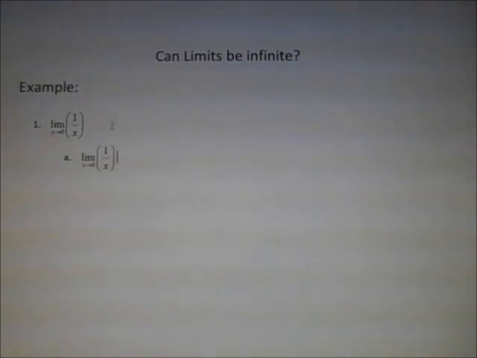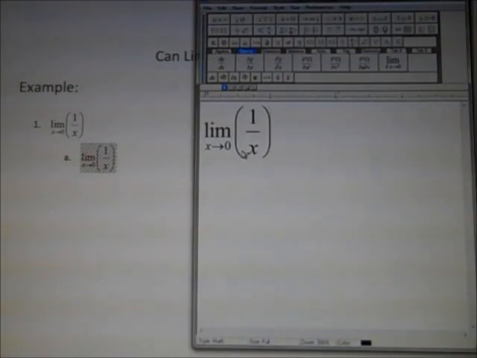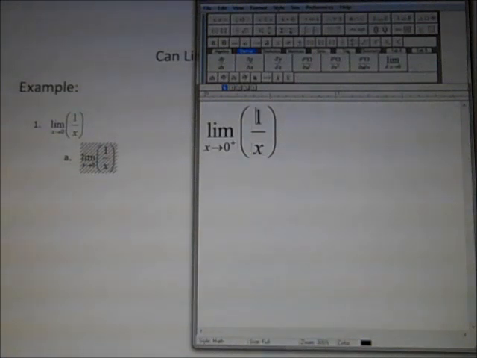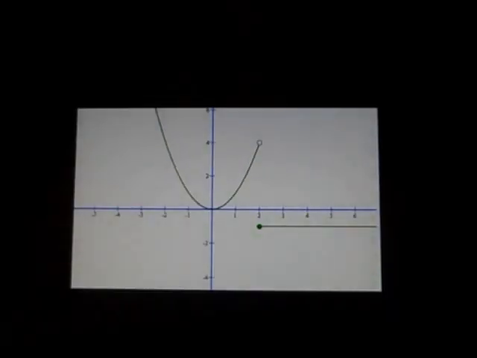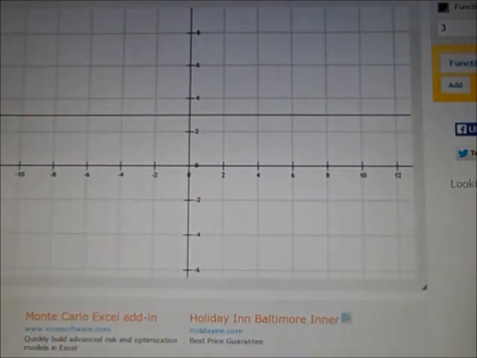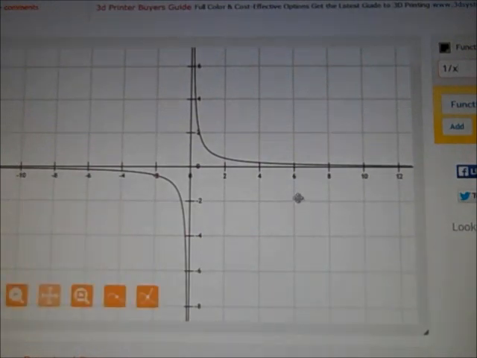I'm going to look first at the right hand side. Remember, the right hand side meant that I had a plus there. What is this equal to? If I want to know the limit, I'm going to look at the right hand side, then the left hand side. If they're the same, I know what the limit is. If they're different, then the limit does not exist. So here is the graph of 1 over x.